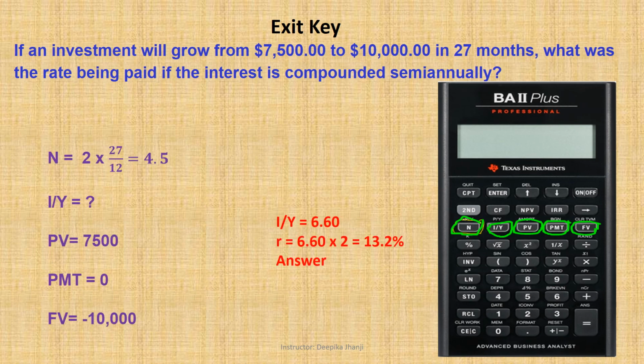Welcome back everyone. So here we have values of 4 variables and when we calculate IY, we get 6.60. Make sure you multiply in the end to get the rate per year, right? Semi-annually means we multiply it by 2 and 13.2% is the nominal rate or the interest per year.